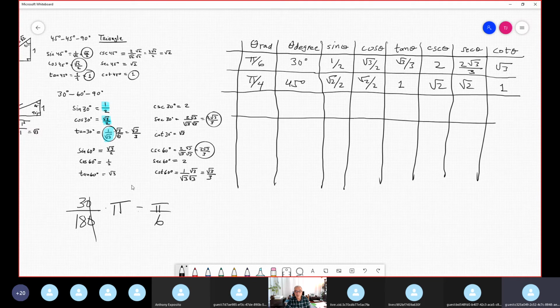And now pi over 3, sorry, that is 60 degrees. 60 degrees is pi over 3 in radian. Cosine is radical 3 over 2, then 1/2, radical 3, 2 radical 3 over 3, 2, and radical 3 over 3.